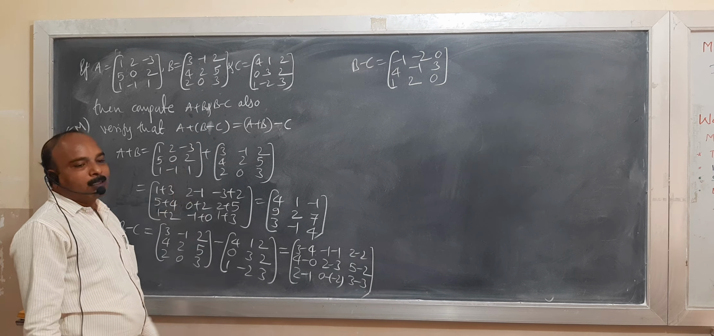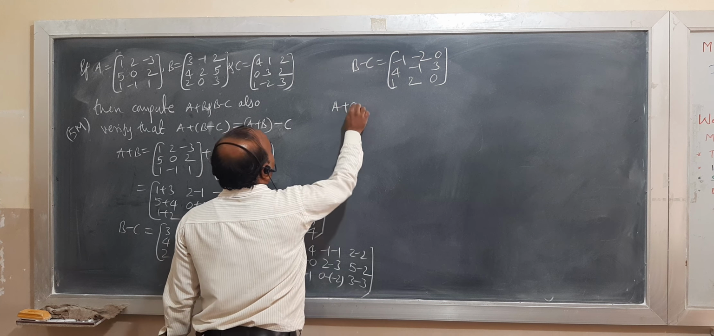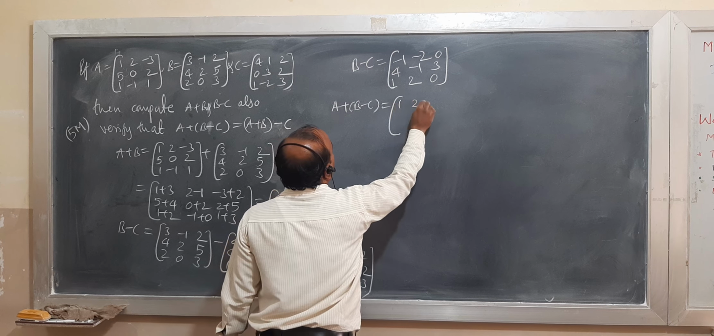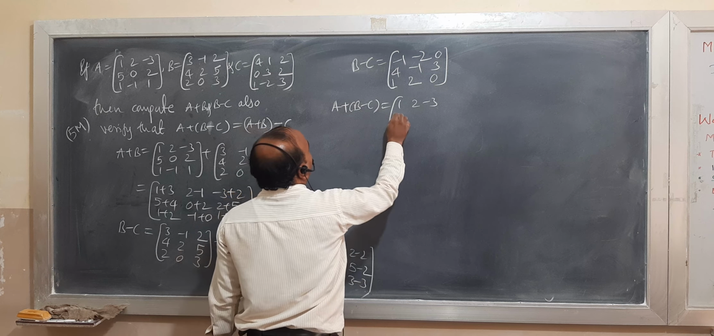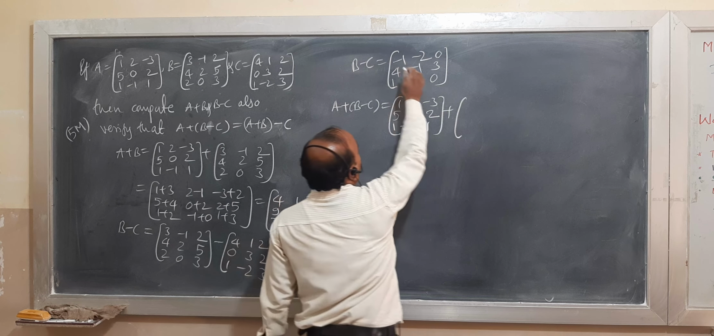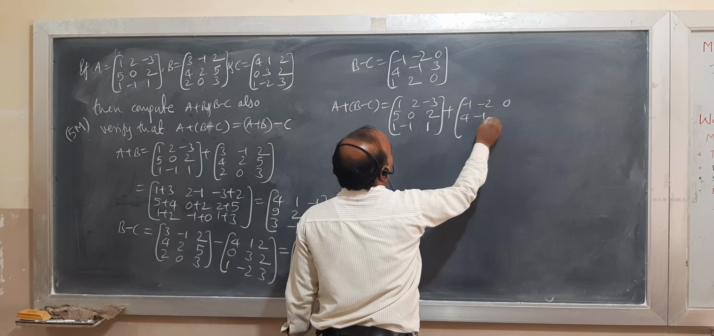Left hand side is A plus B minus C. Then you calculate that one, the A plus B minus C value. A is 1, 2, minus 3, 5, 0, 2, 1, minus 1, 1, plus B minus C value, got already, that is minus 1, minus 2, 0, 4, minus 1, 3, 1, 2, 0.